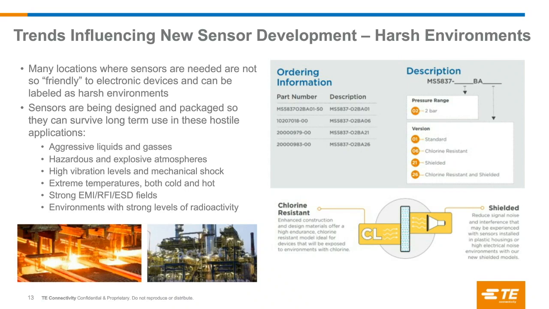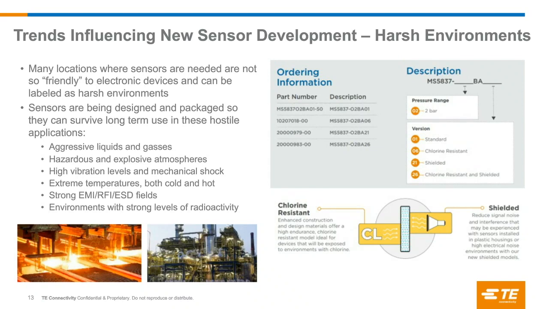We also have hazardous and explosive atmospheres that people are trying to put sensors in. This is in chemical plants, oil production, or gasoline refineries, things like this that are being used to process very dangerous chemicals. And so we have to package our sensors so that they operate safely in those environments. They don't start a fire, they don't cause an explosion, and they work well when they're exposed to some of these strange chemicals that are used in these applications.